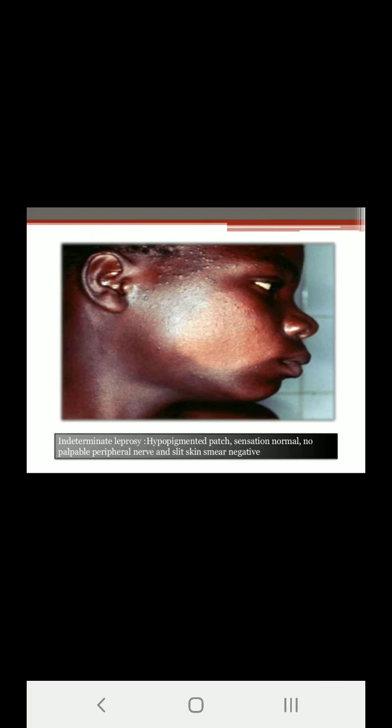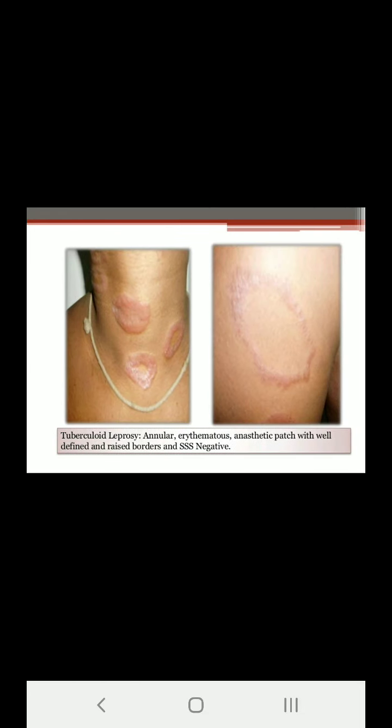You see, this is indeterminate leprosy: hypopigmented patch, sensation is normal, no palpable peripheral nerve, and slit skin smear negative. Now this is tuberculoid leprosy. In tuberculoid leprosy, you can find those fungal type lesions, that is annular, that is round, erythematous, that is red, anesthetic patch with well defined and raised borders, that is slit skin smear negative.